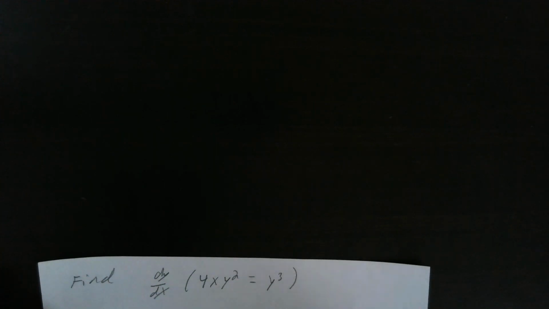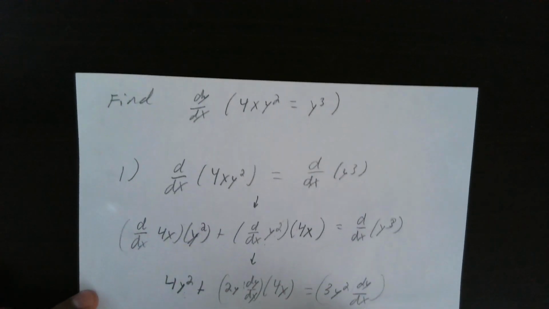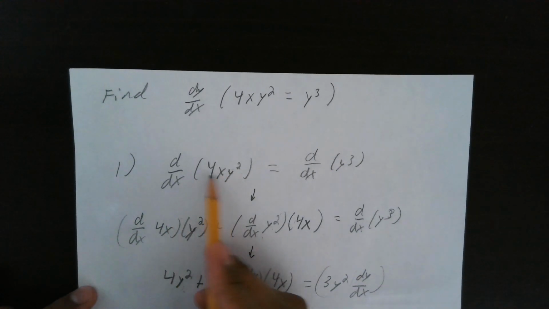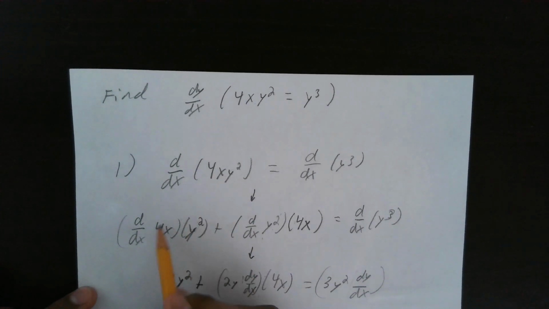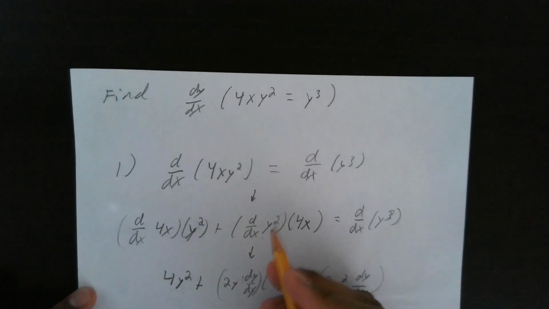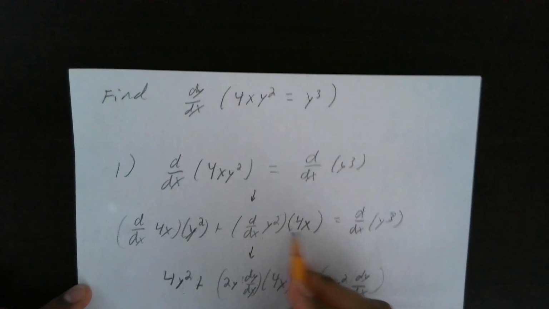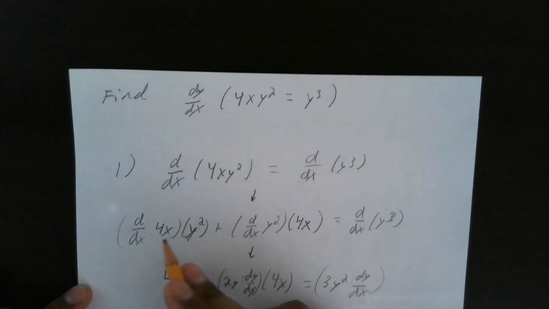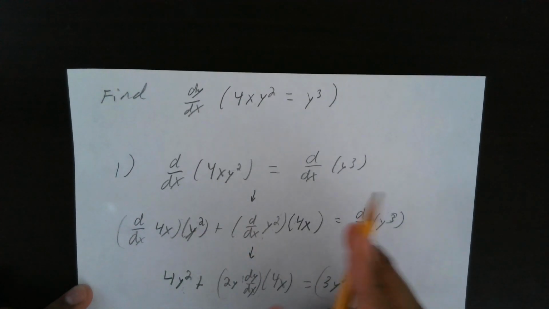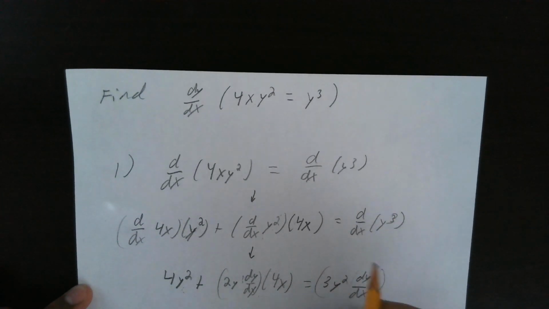Alright, so let's differentiate. We're going to use the product rule for this term here. So first we're going to differentiate with respect to x of 4x, and then we'll just multiply that by y squared. And then we're going to take the derivative with respect to x of y squared and multiply that by 4x. So this is the product rule right here. And that'll be equal to the derivative with respect to x of y to the third.